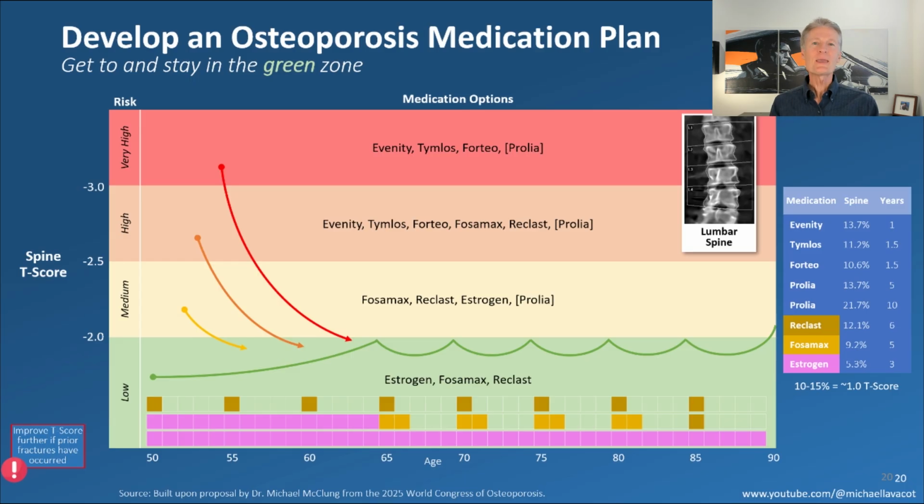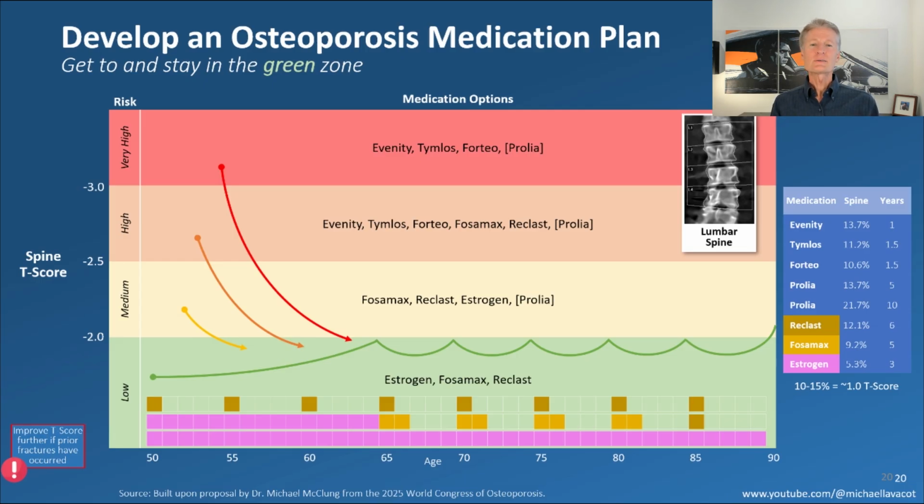But if you can't get one of those 3 drugs, then Prolia really is your last choice here, right, to get down there, because it's the only other drug that's going to get you down over time. And likewise, even if you're at -2.5 to -3, Evenity, Tymlos, Forteo build back that lost structure. You've lost a lot of structure. Let's try to build some of that back before we move to those hardening type of drugs.